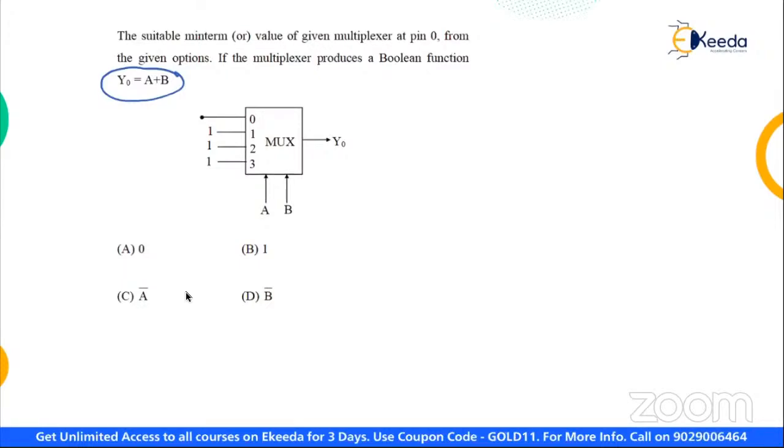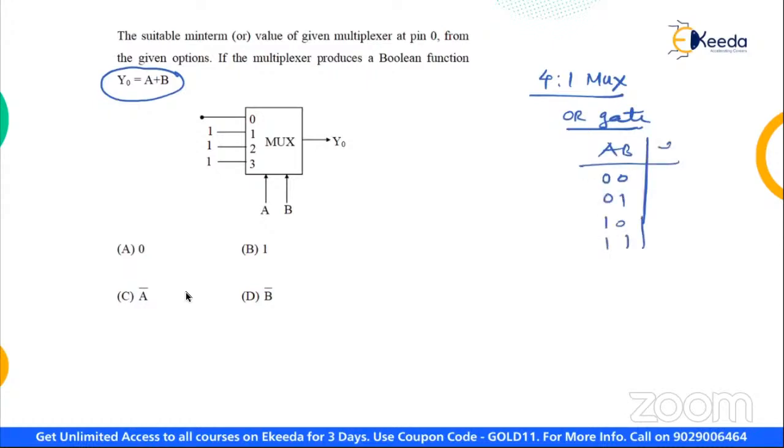Okay, everybody please look up. We have a 4:1 mux. Let us say we don't want an OR gate, let us say we want an AND gate. Okay, let us go for the OR gate only. If you want an OR gate, let us write the truth table of the OR gate. A B: 00, 01, 10, 11. In an OR gate, for 00 you are supposed to get 0. For 01 you should get 1. For 10 you get 1. And for 11 you get 1.